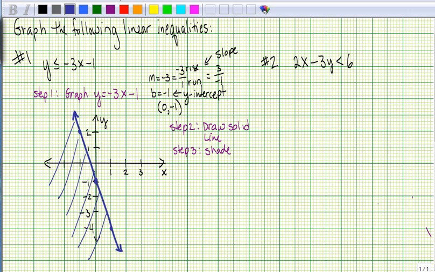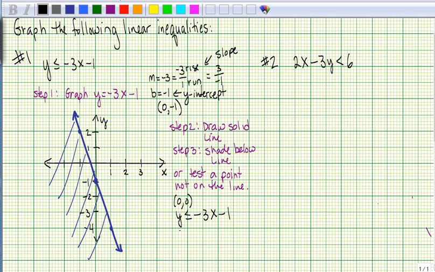The book does it another way. The book always likes to test a point that is not on the line. (0, 0) is a popular point to test. Since (0, 0) is the origin, we have to pick a point that is not on the line, and (0, 0) is not on the line, so we can use that. What we're going to do is plug that into our original inequality, which is y is less than or equal to negative 3x minus 1.